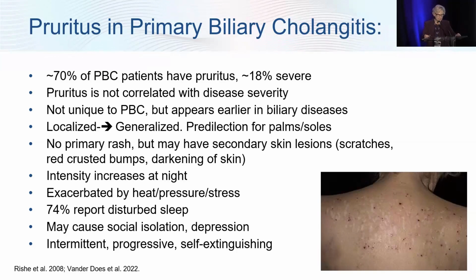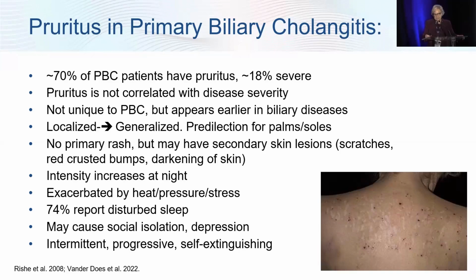Many of our liver disease patients itch, but it does appear earlier in biliary diseases. It can be localized or diffuse, but it has a predilection for the palms and the soles. There's typically no primary rash, but if you look close enough, you may find secondary skin lesions from scratching that look like excoriations, red crusted bumps, and darkening of the skin. So you can tell the history of a PBC patient's pruritus with a good dermatologic exam, oftentimes.